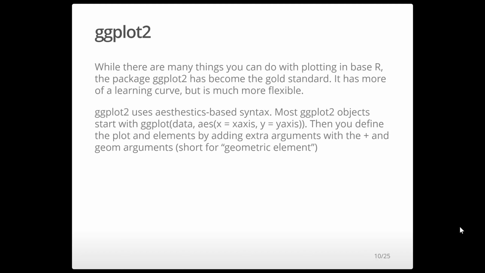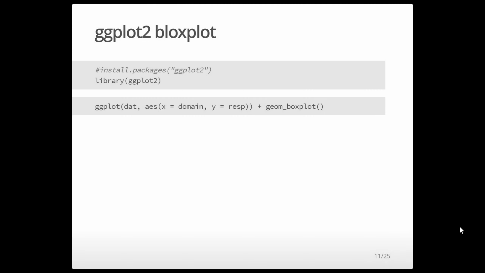And from there you build up additional things onto it, either by adding more arguments inside of AES, or, and often, by adding geom arguments with pluses following this entire ggplot function. Geom is short for geometric element. So let's look at an example. So this is how we're going to do the exact same box plot we saw before using ggplot.